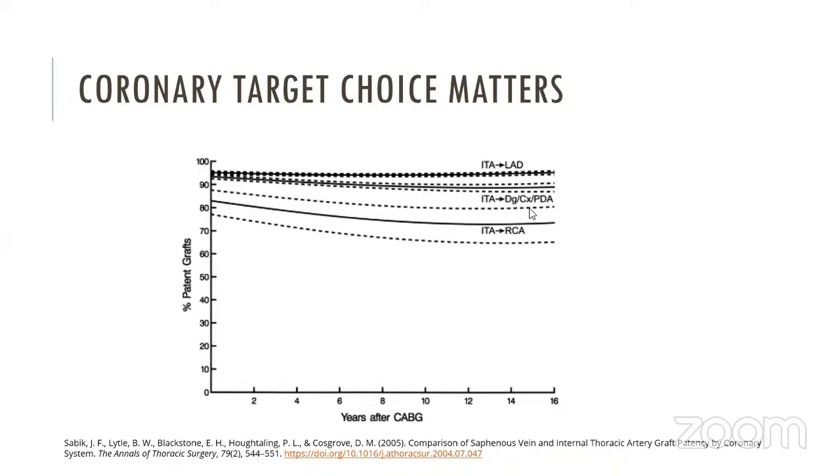And if you implant the IMA to the diagonal, circumflex or PDA, it's also the same. These factors can be the diameter of the vessel, the size mismatch, and the flow or competitive flow within these vessels.